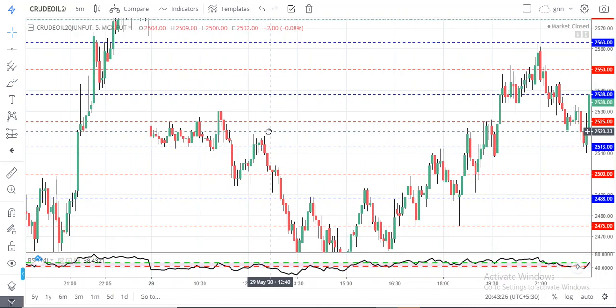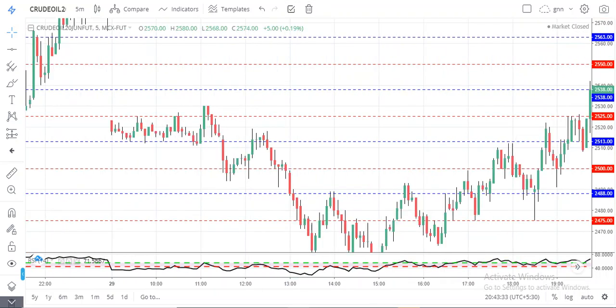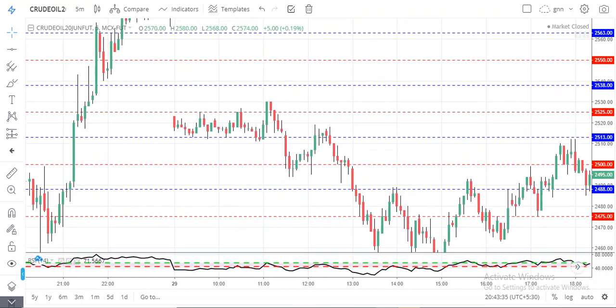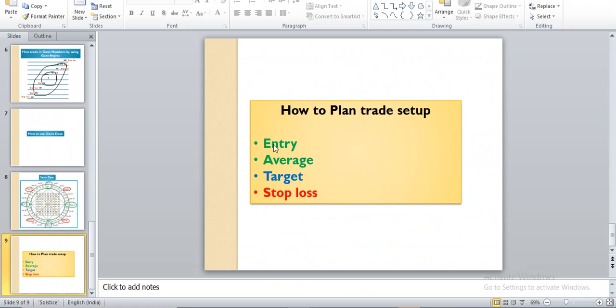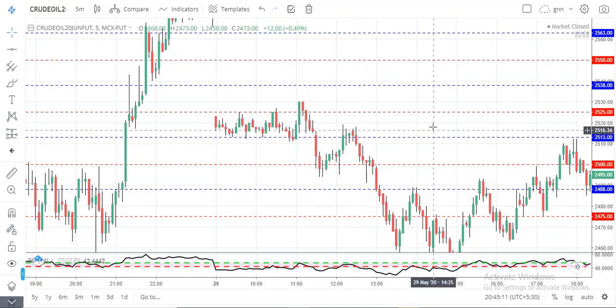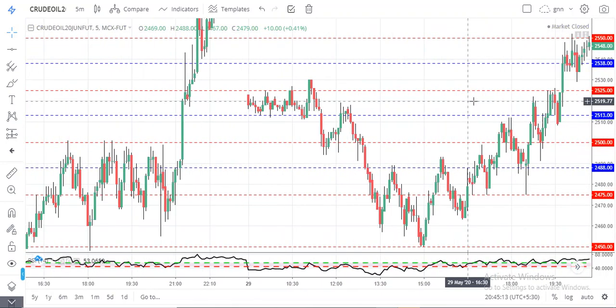Because we have lost and we have learned. So again, you don't do that. Now we are clear with zero, I think. So next we are going to see our entry, average, target, stop loss: where to fix entry, where to do average, where to keep a target, and where to keep stop loss. So I'll explain by taking yesterday as an example.